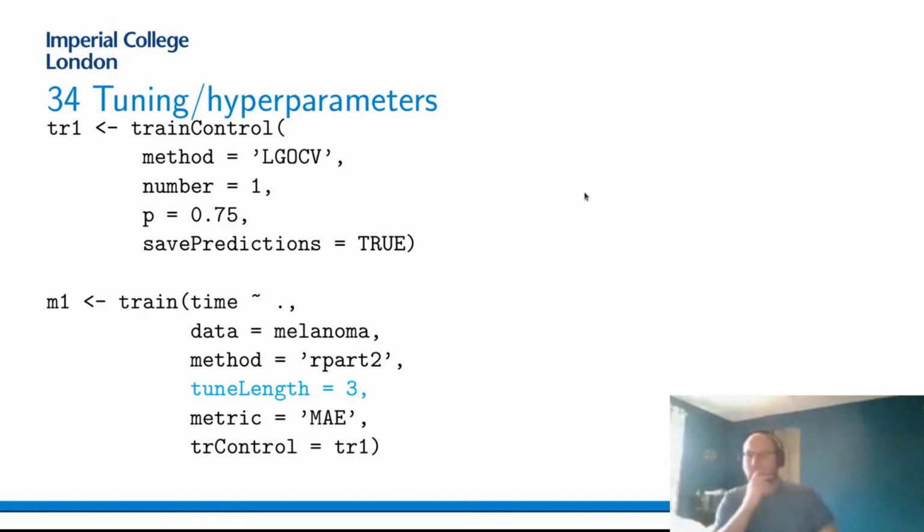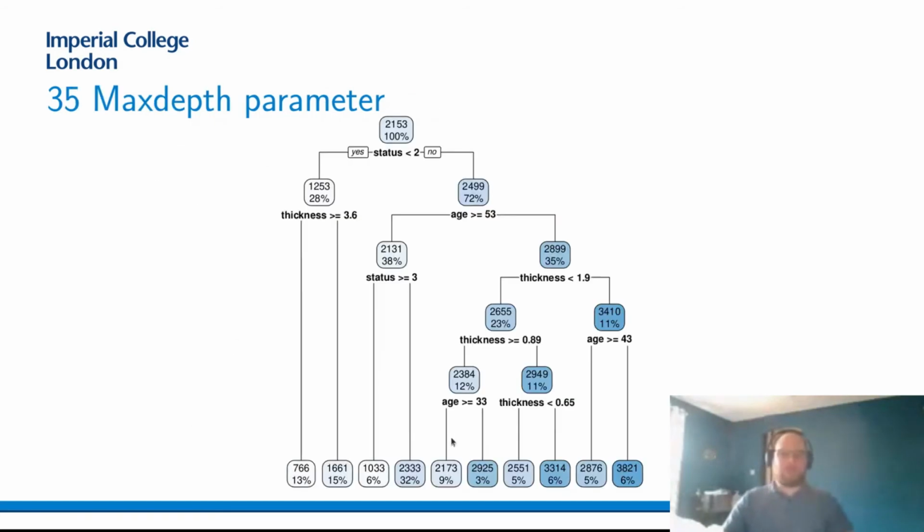So, tuning parameters and hyperparameters. In this skeleton, we've got this tune length 3. In the outputs from our M1 model, we saw a little bit about that max depth parameter. So we'll go into detail about what that means and what we need to be thinking about.